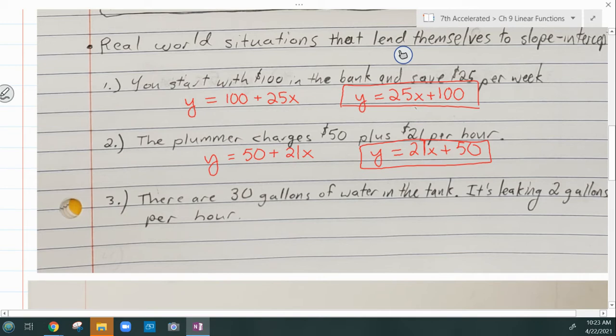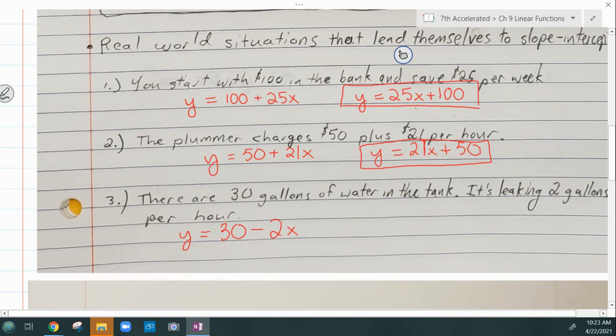All right, last one, there are 30 gallons of water in the tank. It's leaking 2 gallons per hour. So the total amount of water is going to be Y. And the amount of water depends on how many hours. Now this 30 is decreasing constantly every hour. So X will be the hours, and we're going to decrease that 30 by 2 every hour.